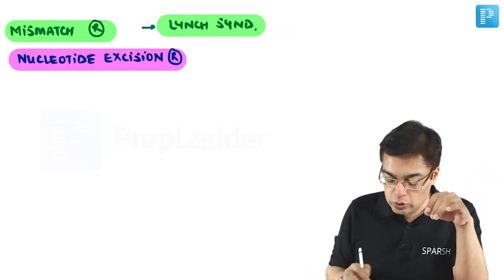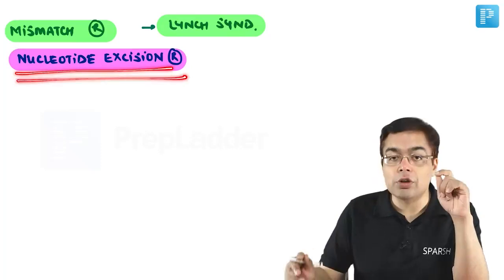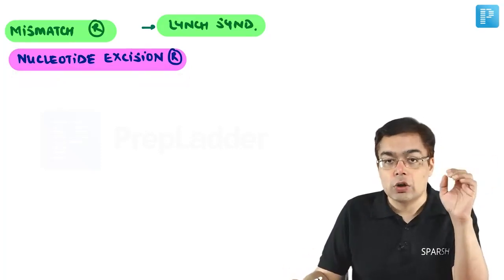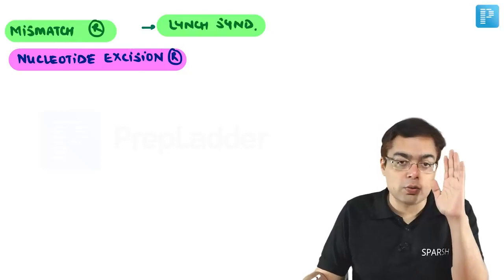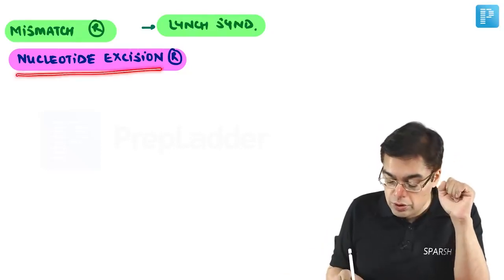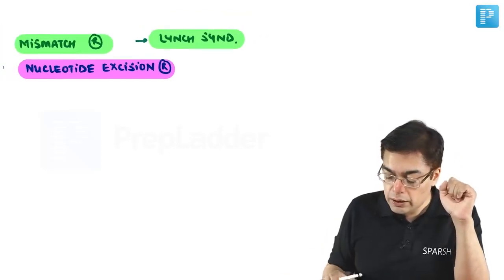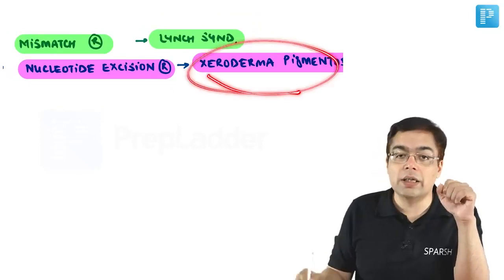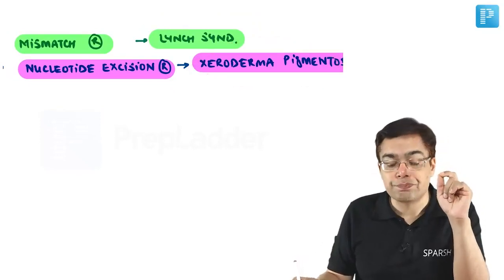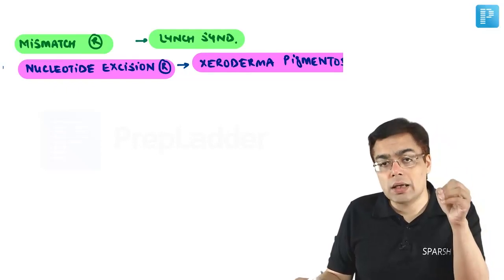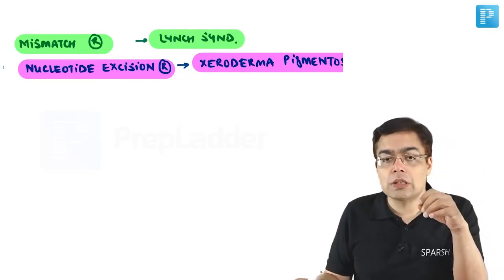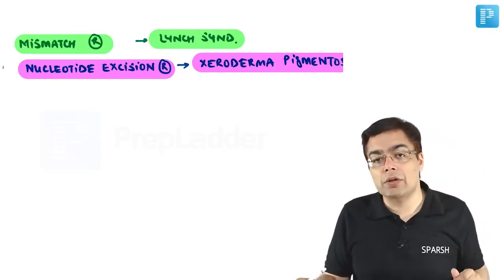A second one I can talk about over here is a defect at the level of the nucleotide excision repair genes. If you recall that, that is going to be really good. Nucleotide excision repair gene defect is a finding that you would associate with a patient suffering from a condition called xeroderma pigmentosum. So exposure to ultraviolet light enhances the risk of development of skin cancers in these patients.